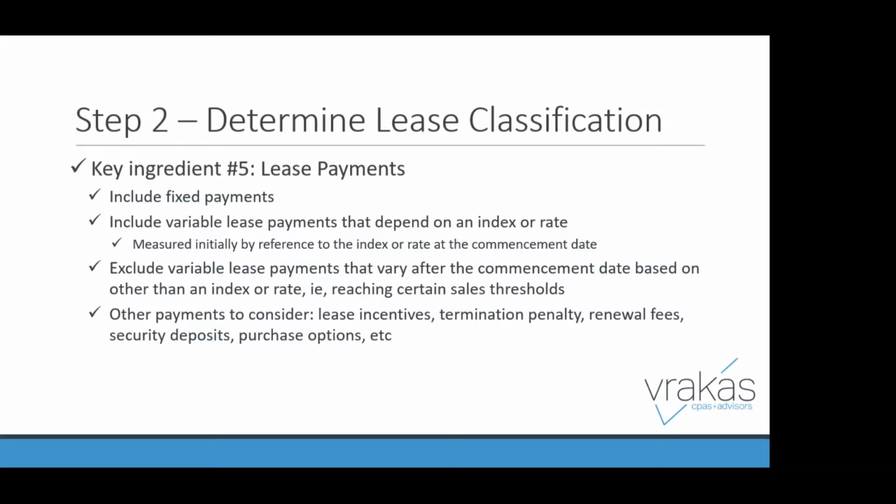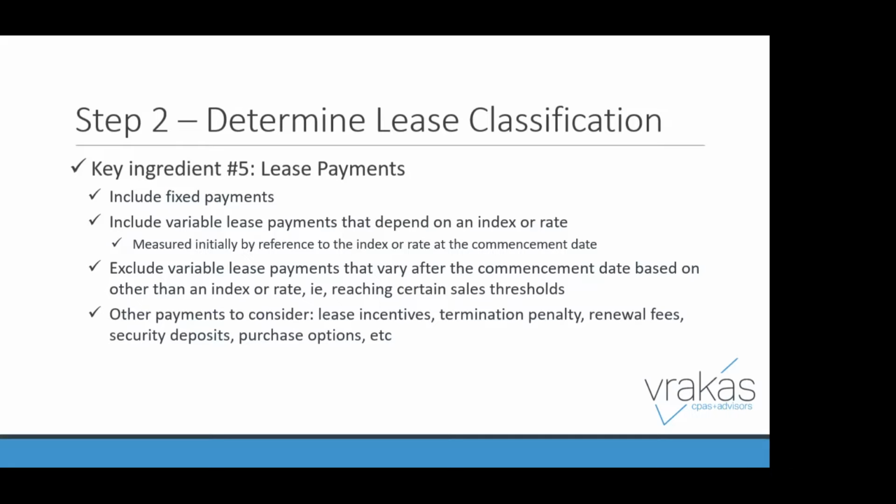You would exclude any variable lease payments that really are variable, that you don't know. An example of that would be sometimes we see retail locations where they owe rent based on the total amount of sales that they have, percentage rent. That would not be included in this calculation because you essentially don't know what those sales are going to be, so you don't know what variable rent will be.